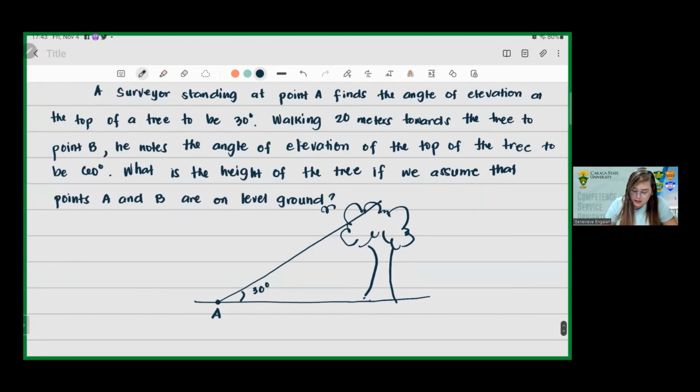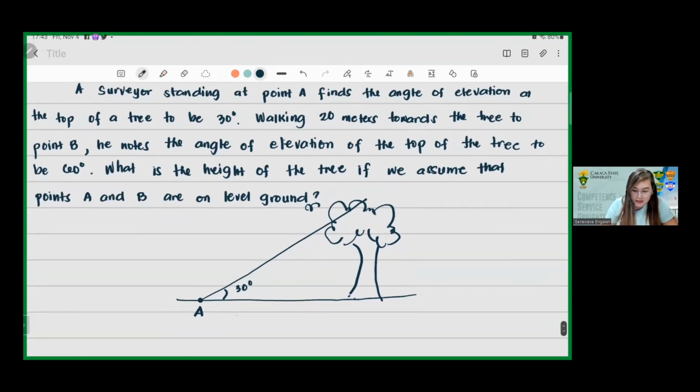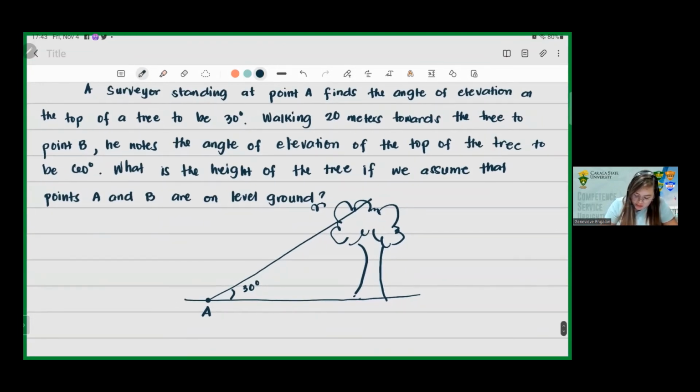Next, he walked 20 meters. So, he walked 20 meters toward point B. And he recorded the angle of elevation, which is 60. Okay?